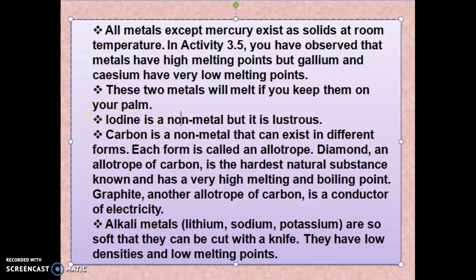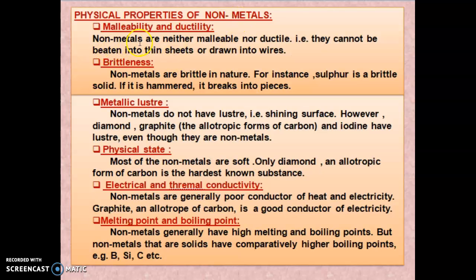Now we can discuss the physical properties of non-metals. Malleability and ductility: you know what malleability and ductility are. Non-metals are neither malleable nor ductile. That is, they cannot be beaten into thin sheets or drawn into wires. Brittleness: non-metals are brittle in nature. For instance, sulfur is a brittle solid. If it is hammered, it breaks into pieces.